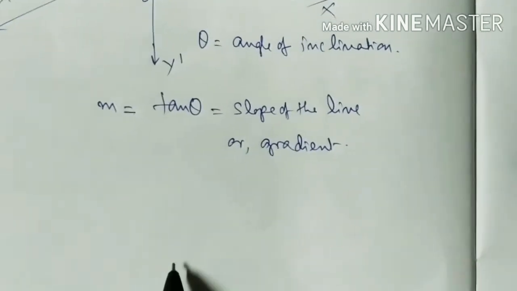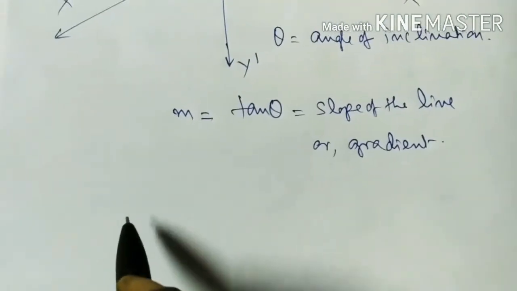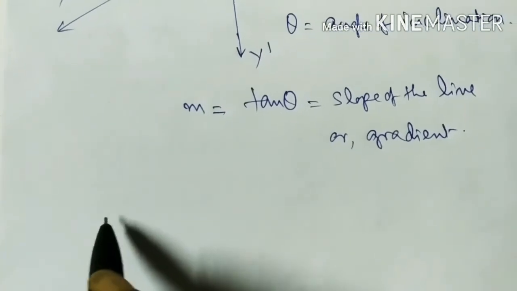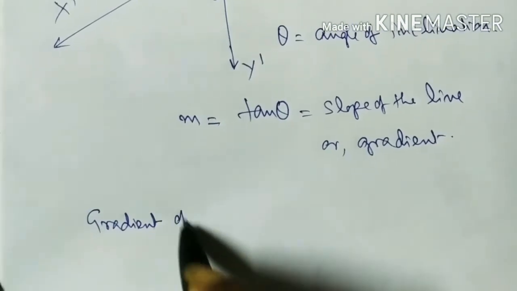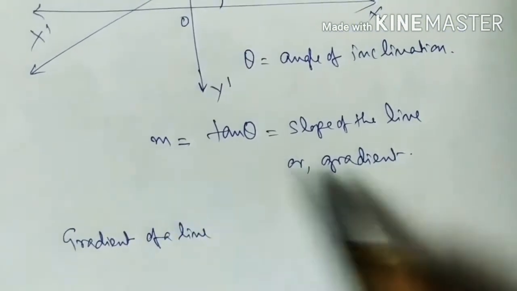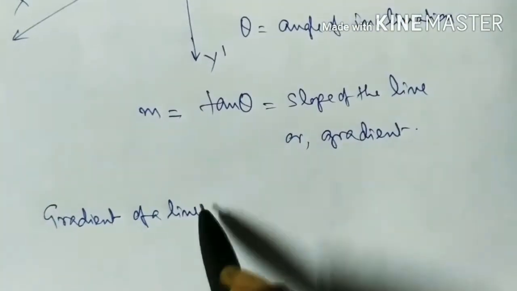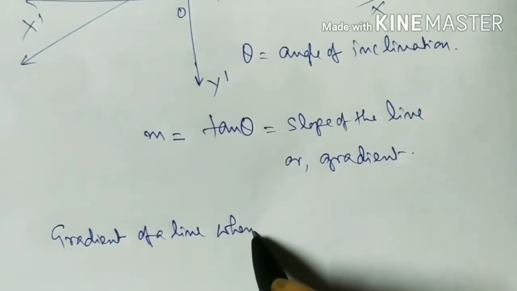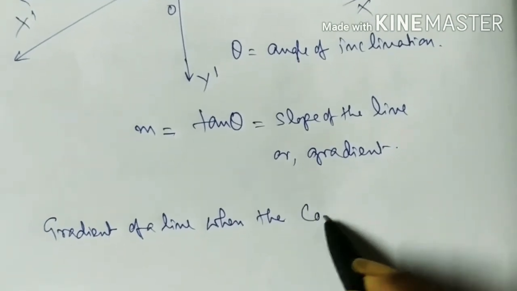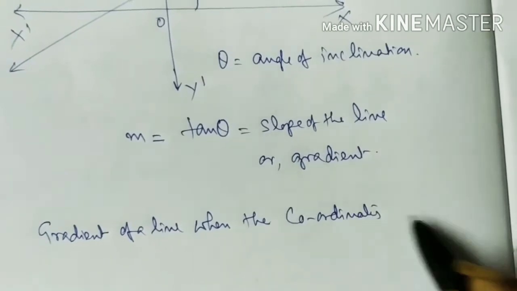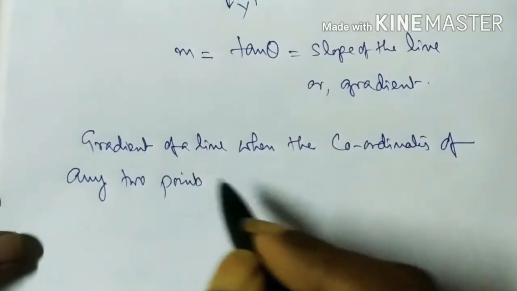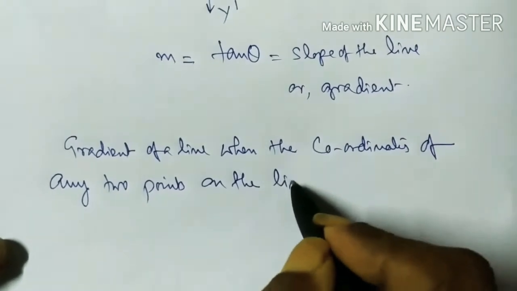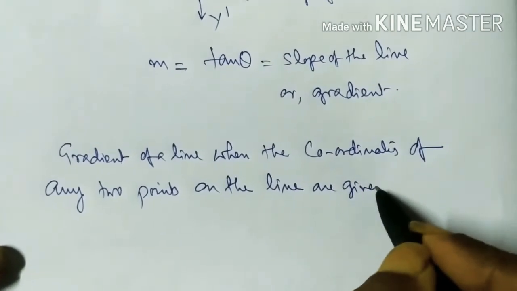Now I am going to explain another topic, that is the gradient of a line, means slope, when the coordinates of any two points on the line are given. So I am going to explain it.